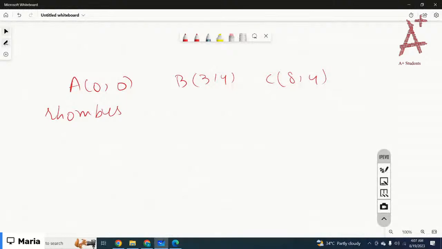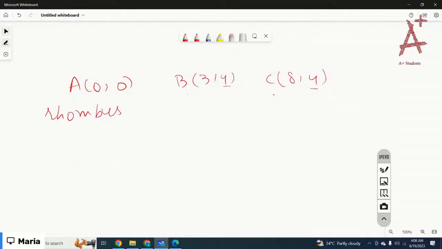Okay, so the rhombus is a parallelogram. We can find the fourth vertex based on the difference in coordinates, right? The y coordinates of B and C are the same, right? That means the line segment that connects B and C is a horizontal line. And the difference between the x coordinates is 5 units. That means the difference between the x coordinates of A and D is also 5 units.